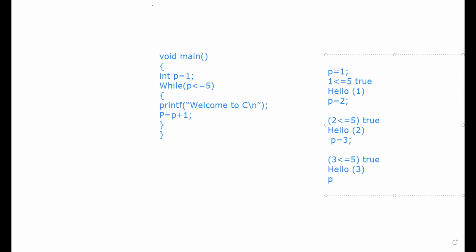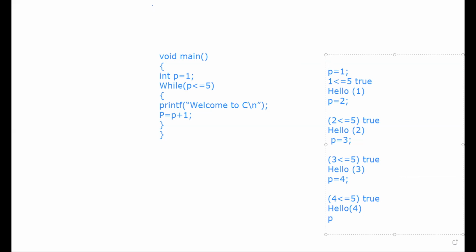Then it will again increment the value. P is equal to P plus 1. So 3 plus 1, P will be 4. Again it will go to the while loop. The condition would be now 4 less than or equal to 5. Is the condition true? Yes. So now again it will go inside the loop and print hello for the fourth time.